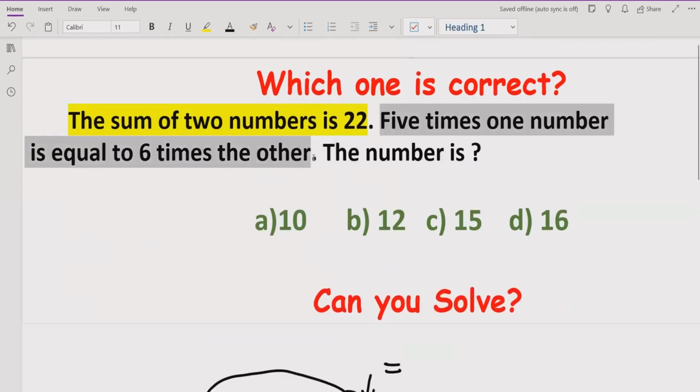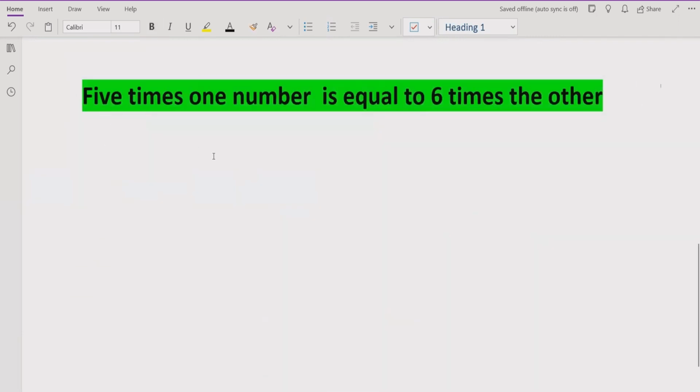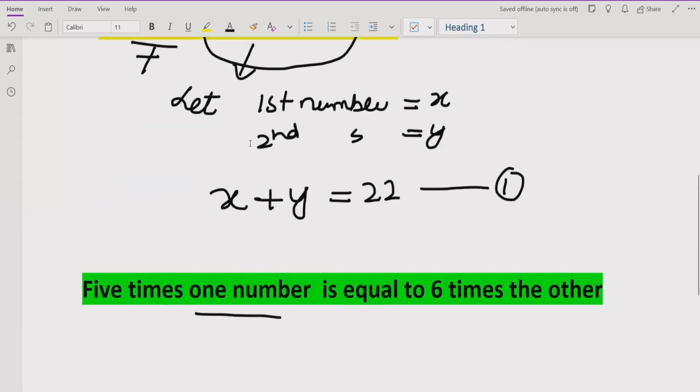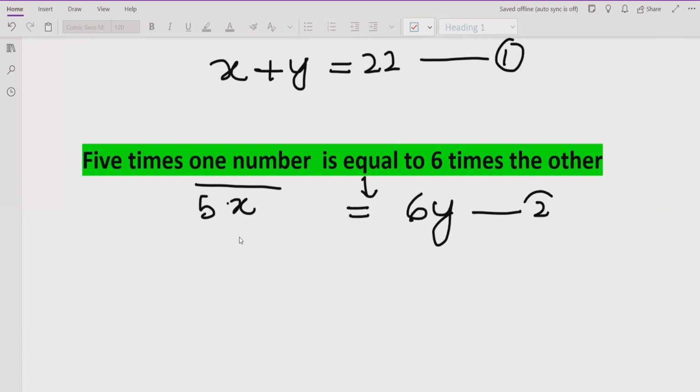And if we talk about the second expression, the second part of this question is five times one number, like the first number. We assume that the first number is x and the second number is y. So one number, x, multiplied by five is equal to six times the other number, six times y. So this is the second expression.